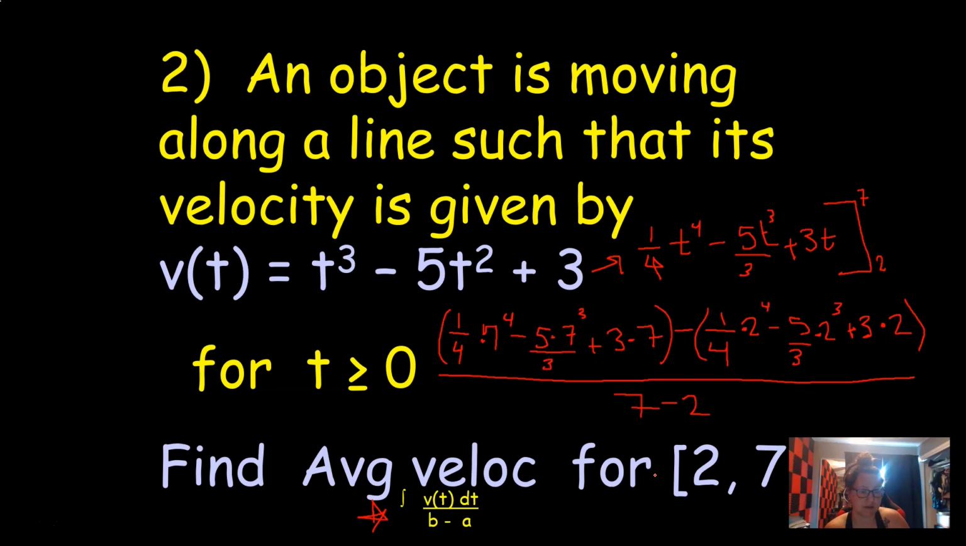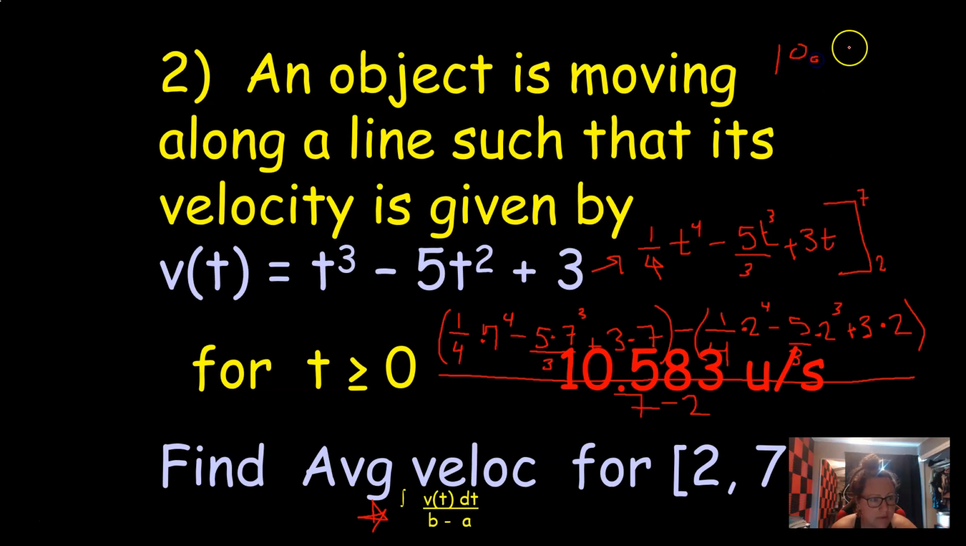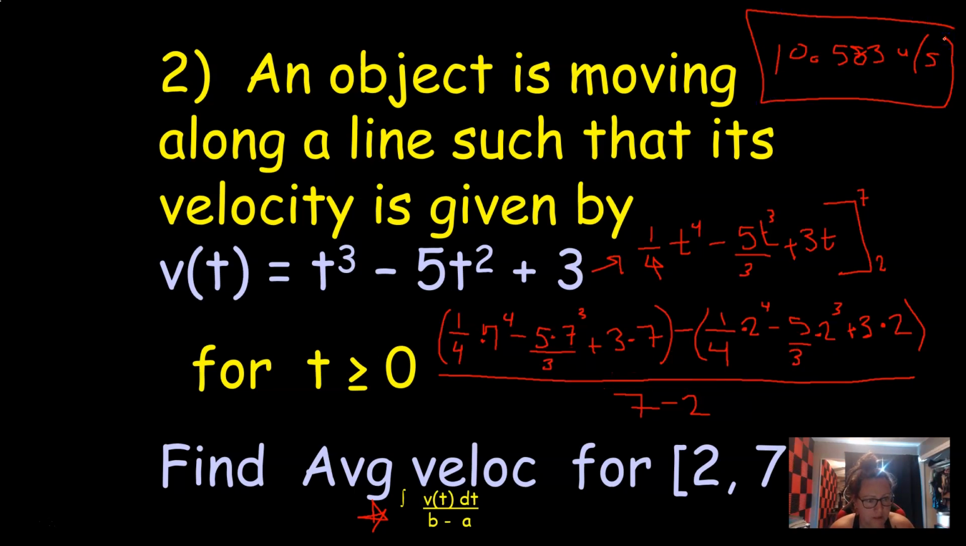I would plug all that into my calculator and I would get 10.583 units per second. Units per second happens because it's velocity. Velocity is a speed, but it counts direction, so that's why we get units per second. Okay, so that's it.